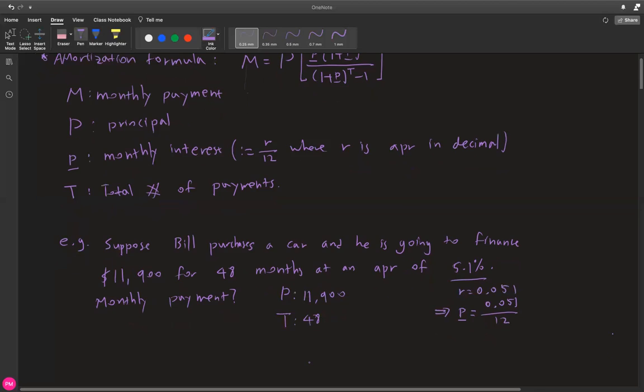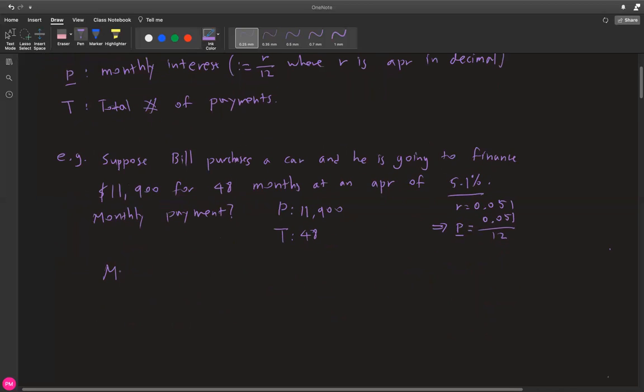So using the formula to find the monthly payment M, we know that it's $11,900 multiplied by the periodic interest, 0.051 divided by 12, and you multiply that by 1 plus 0.051 divided by 12 to the power of t, so 48, and you divide everything by 1 plus 0.051 divided by 12 to the power of 48, minus 1.